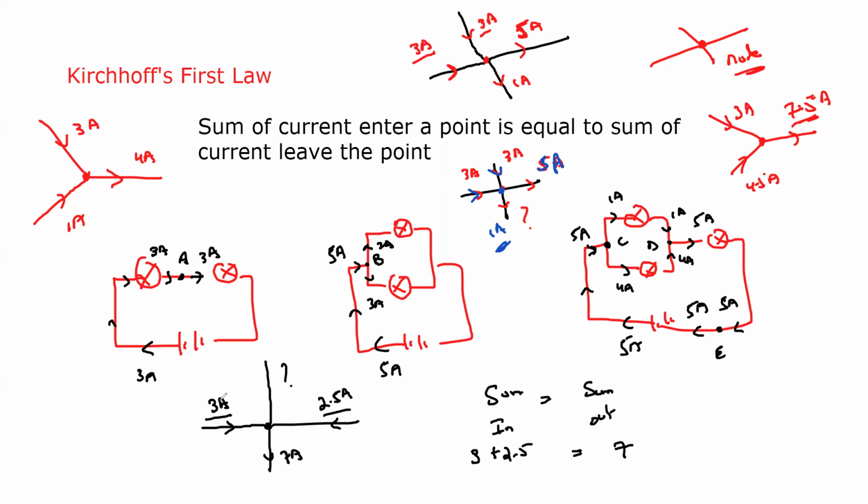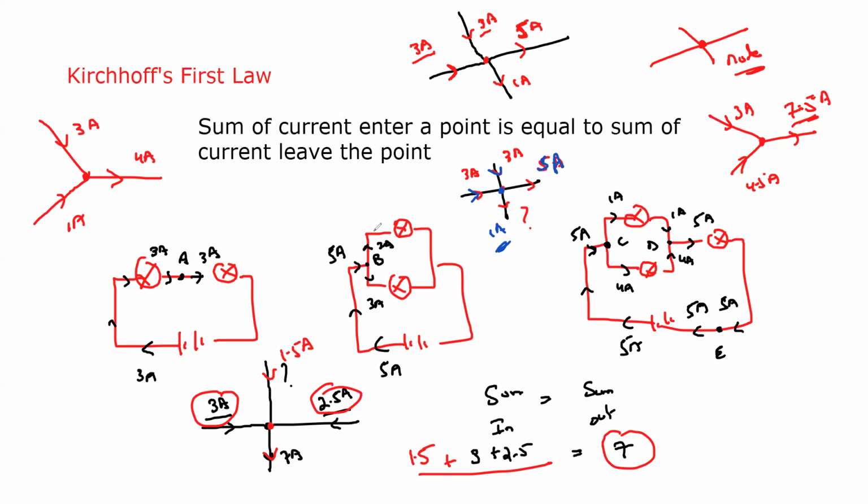So if 3 ampere and 2.5 ampere enter a point and 7 ampere is leaving, it means the current should enter here. And how much current should enter? Because the total current out is 7, the total current in should also be 7, but this is 5.5. So how much is this value? Because the 7 is going out, how much will enter? It should be 1.5 that should enter. So the entering will be 1.5 ampere.